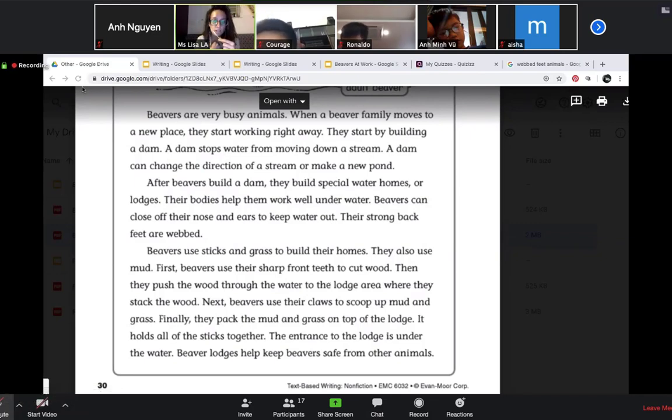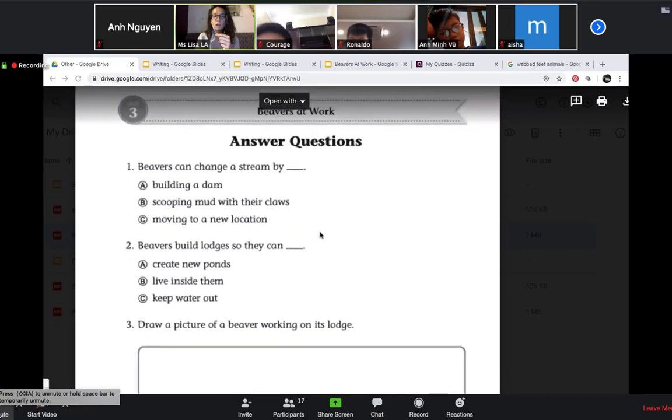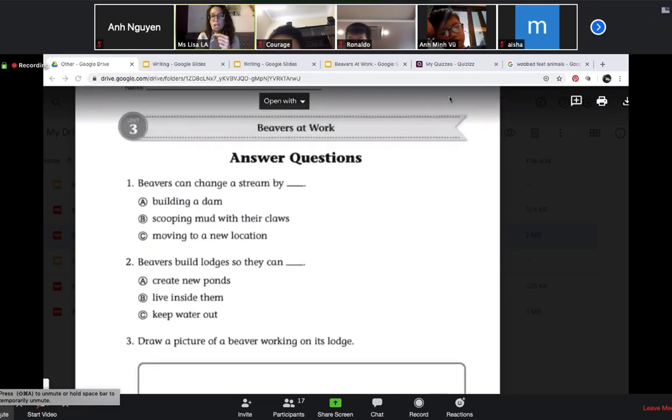The entrance to the lodge is under the water. Beaver lodges help keep beavers safe from other animals. So let's answer some questions to make sure that we understand the article. Okay, so a beaver can change a stream by what?